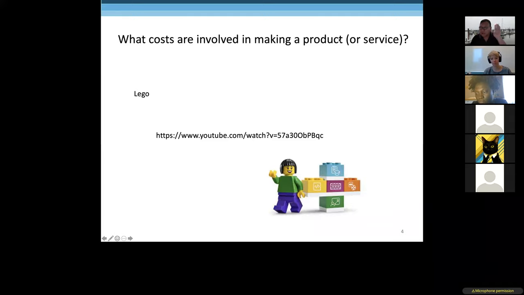So we talked about direct materials, indirect materials, direct labor, indirect labor, and we even talked about depreciation of the plant and the equipment. So that's very good. I think that covers it.